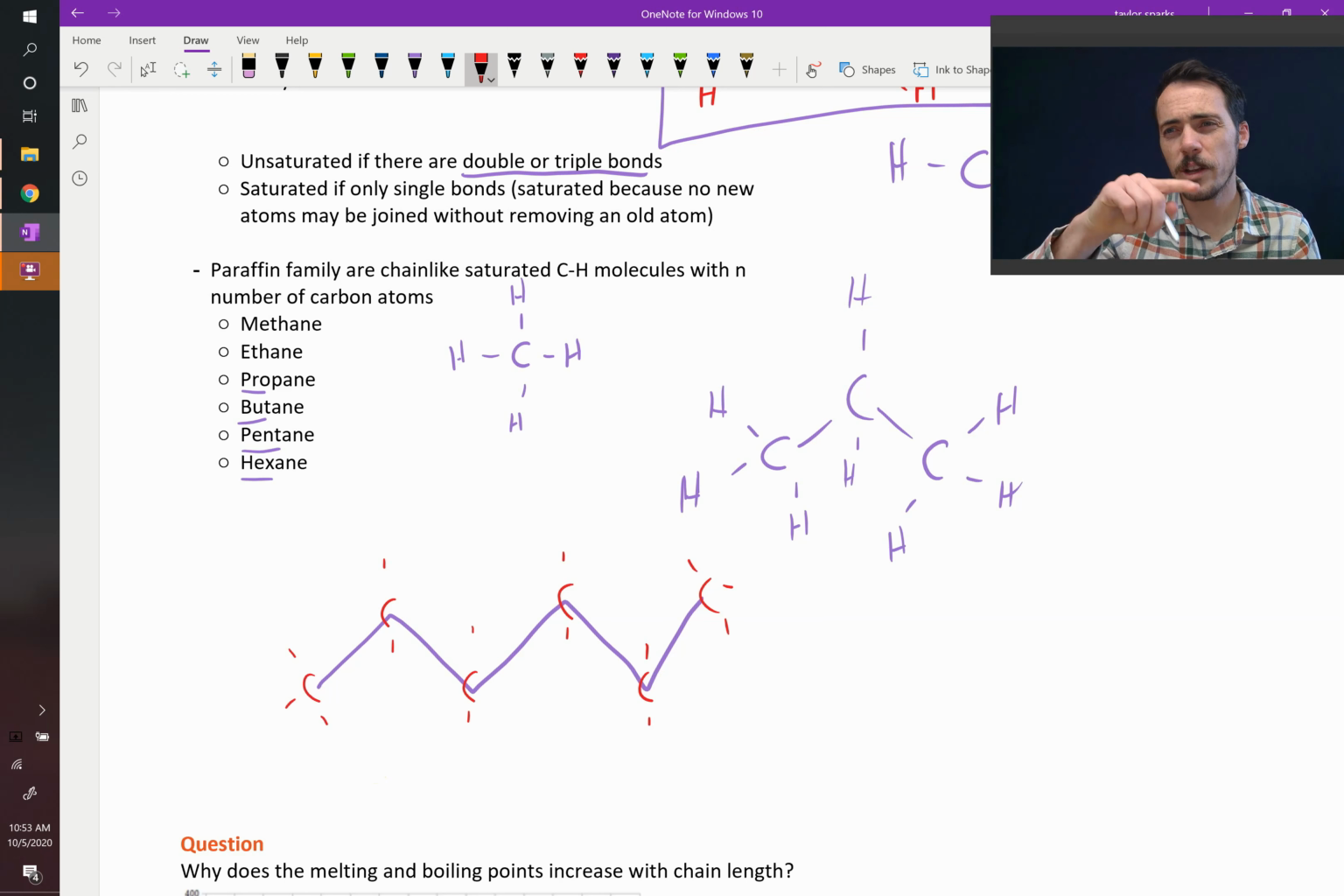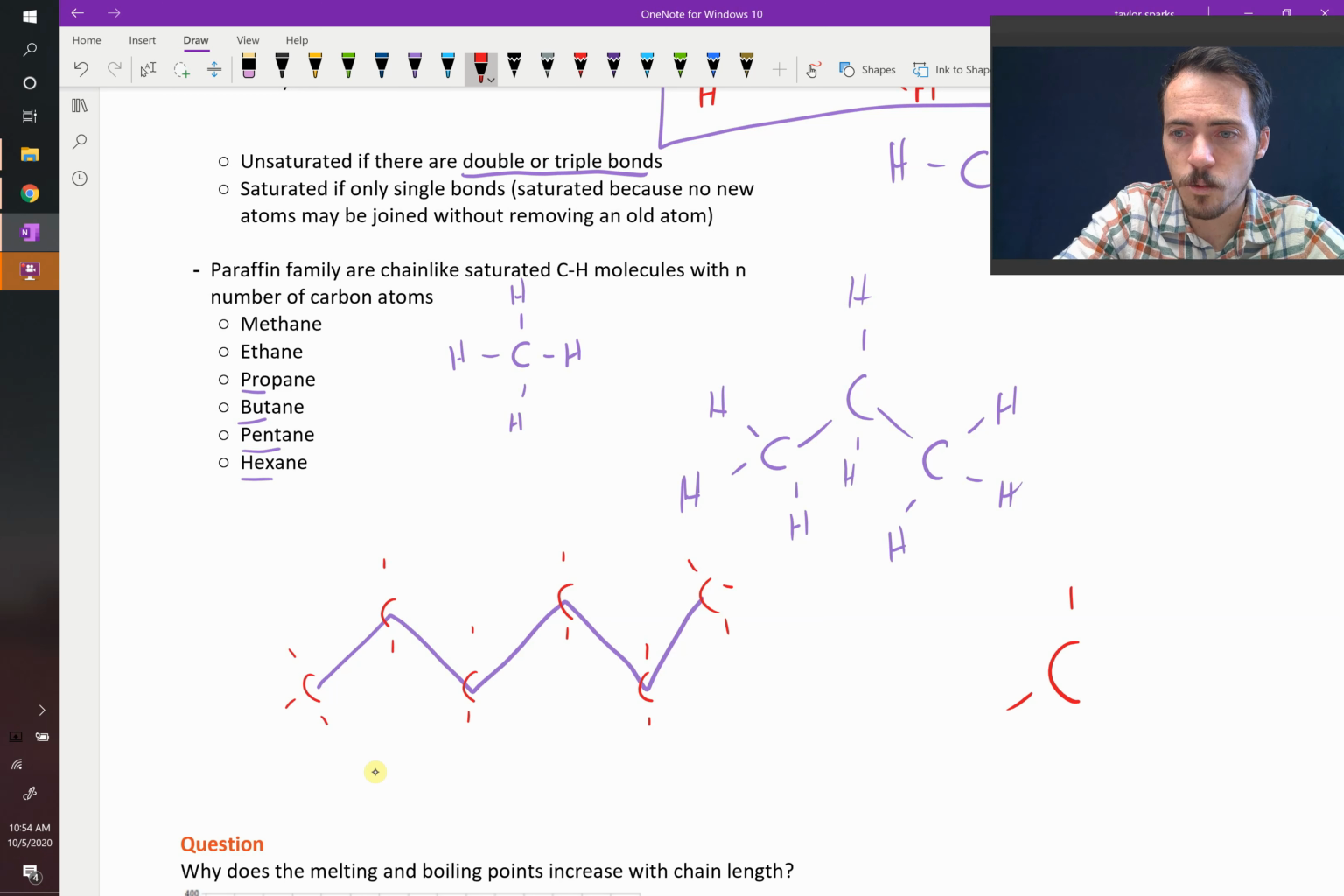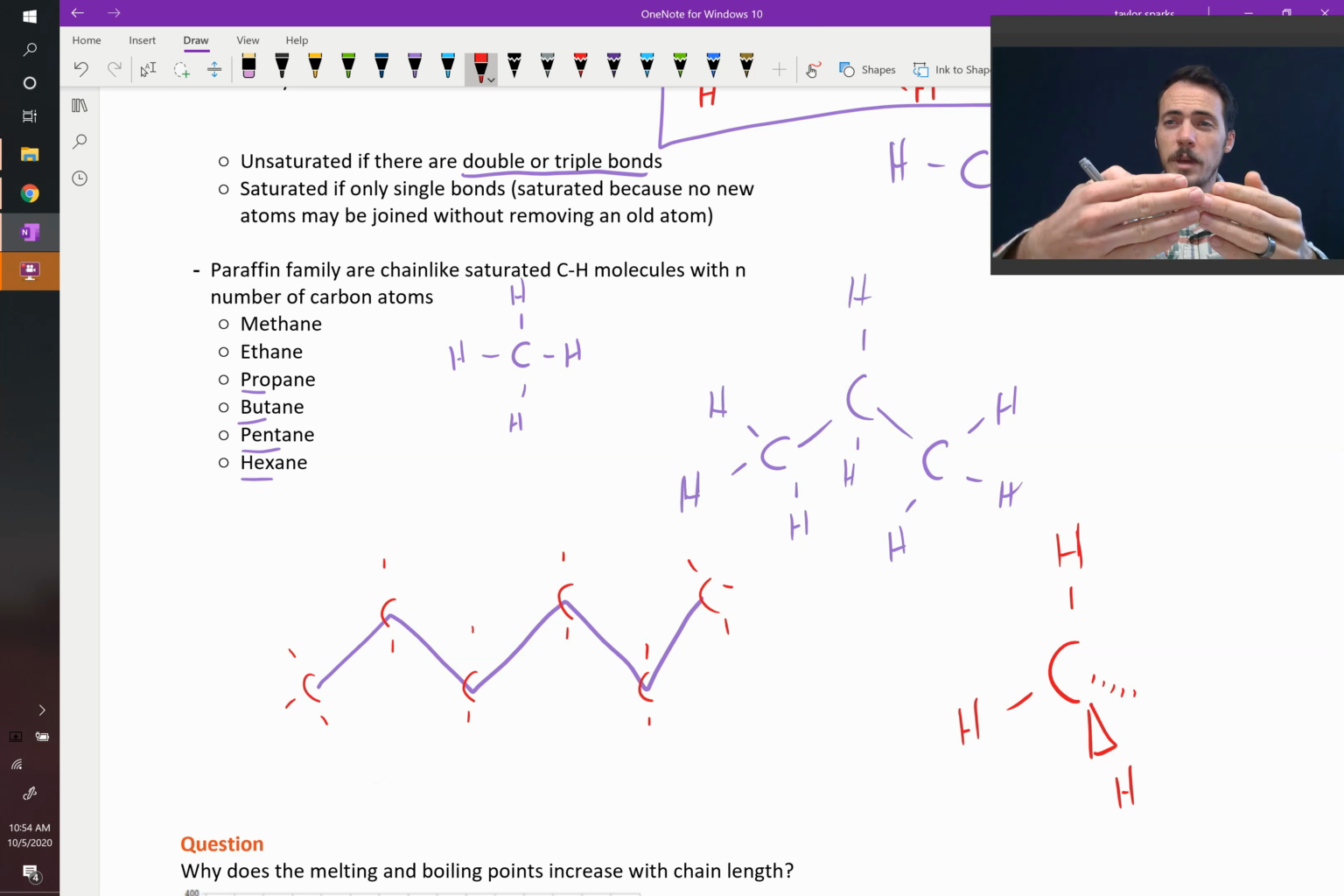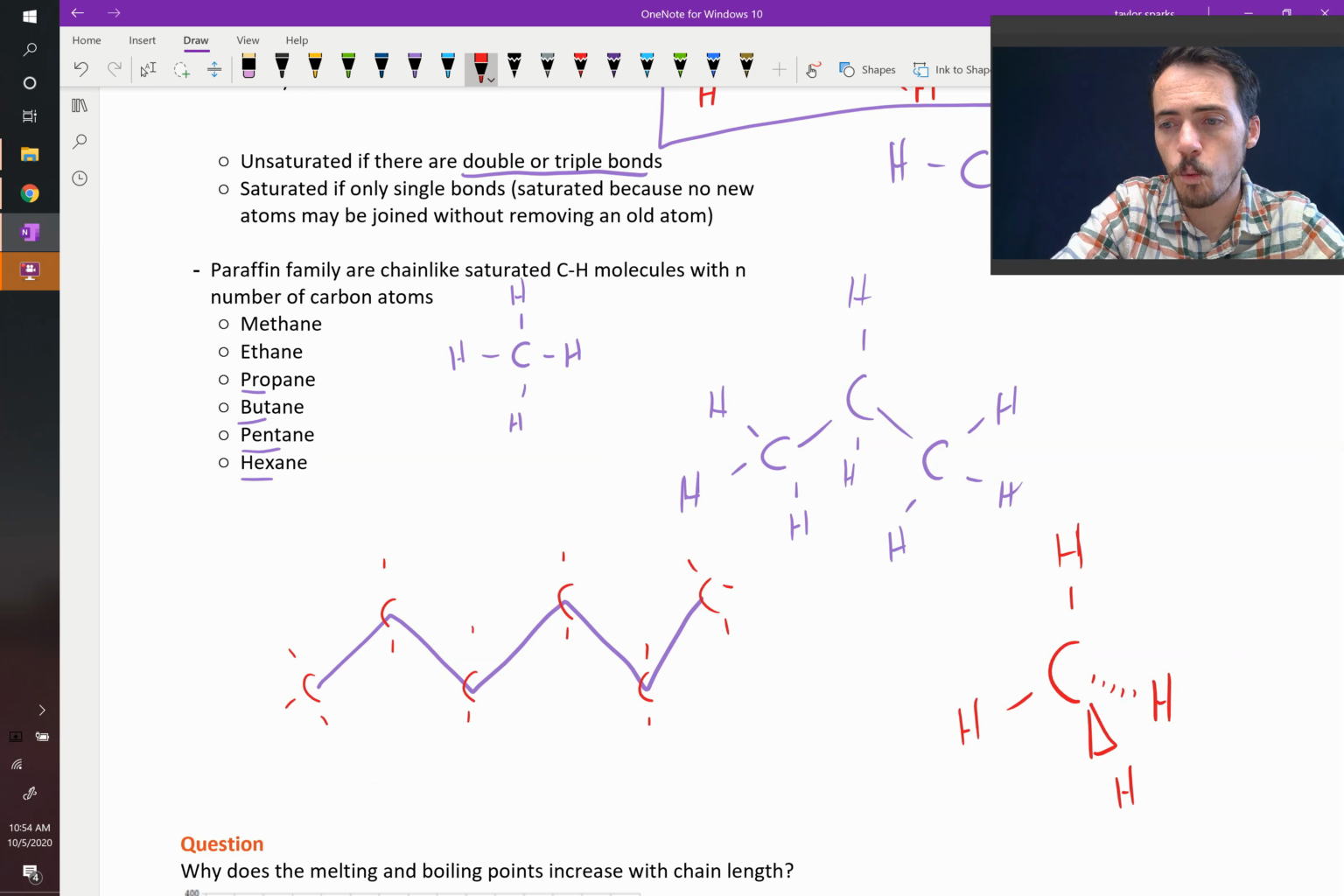Now, why did I draw it a zigzag structure instead of a straight line? Well, because remember, if there's all single bonds, then each carbon has 4 bonds, right? So if you've got your carbon, let's imagine where those bonds would be. Right? So here I'm drawing 1 hydrogen above, 1 hydrogen to the left, 1 hydrogen coming out towards the viewer, and then 1 hydrogen going away, right?